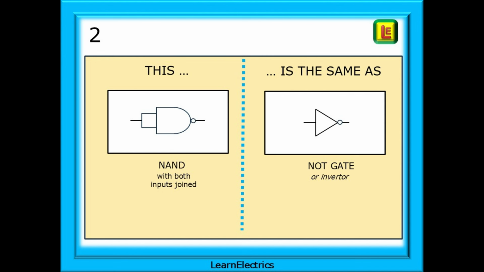Therefore, whatever happens on input A always happens on input B. The inputs are tied together. So if the input is 1, the output is 0. If the input is 0, the output is 1. This is the equivalent of a NOT gate or inverter.